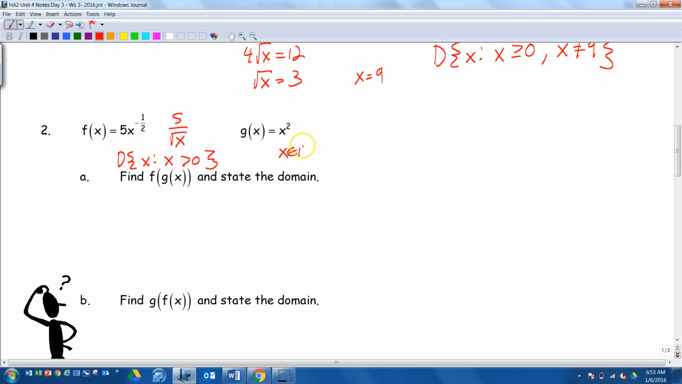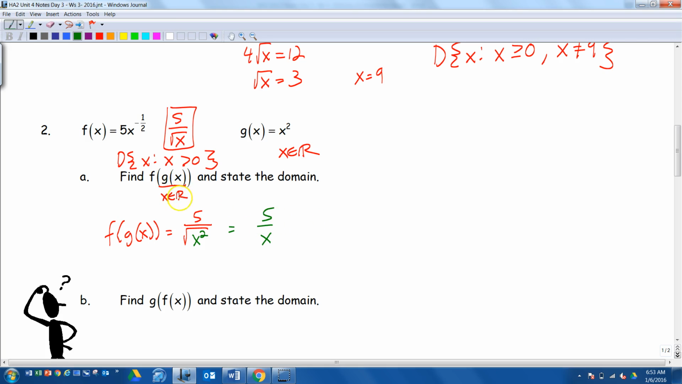For this one, the domain is all real numbers. So remember, when you're doing composites, you look at the domain of what you put in. So in this case, we're putting g of x in, which is the all real numbers domain, which is good. And then we look at our final answer. So I'm sticking g into f. So here's f. So f of g of x is equal to 5 over the square root, and I'm sticking in g of x, which is x squared, and we just get 5 over x.